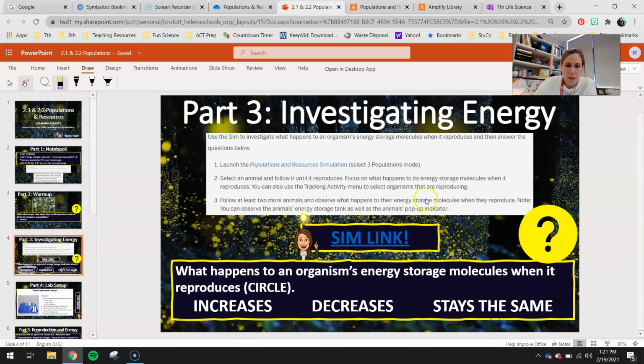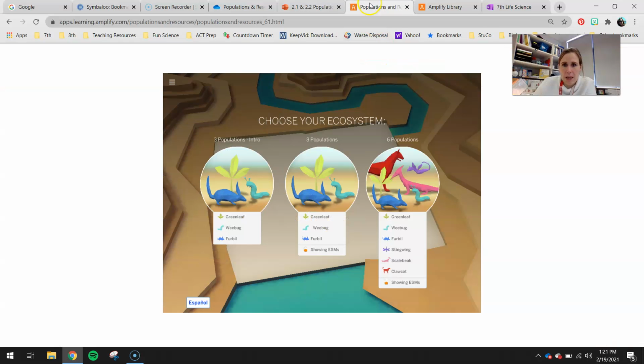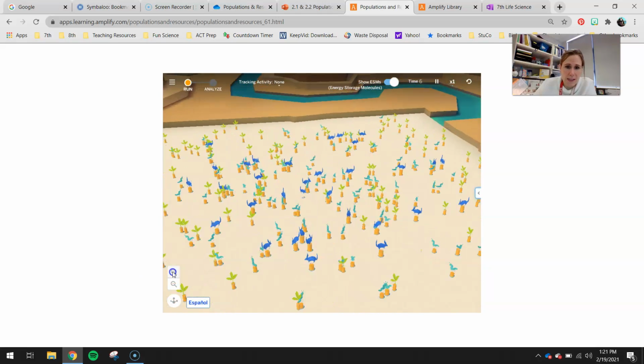All right. So let's take a look at our simulation. I've already opened it here, so open link, and then here's my simulation. I'm going to go to the 3 population mode where I have the green leaf, the wee bug, and the furbill, and it's going to show us the ESM. So that's what's different than the introduction that you guys did previously. All right, I'm going to zoom in because you can't see anything from there.